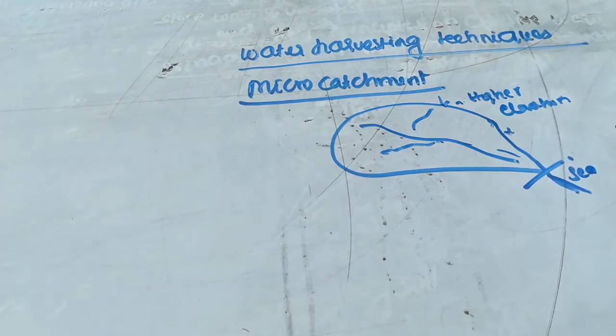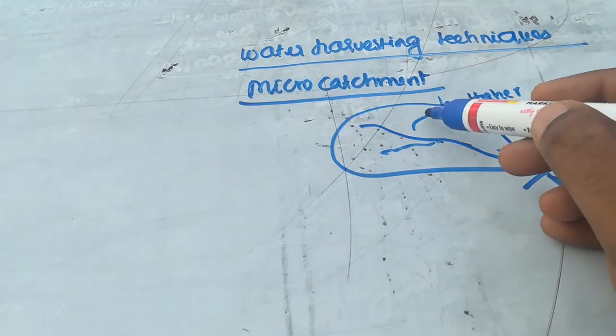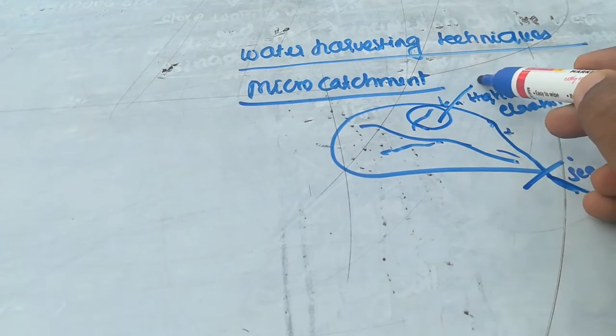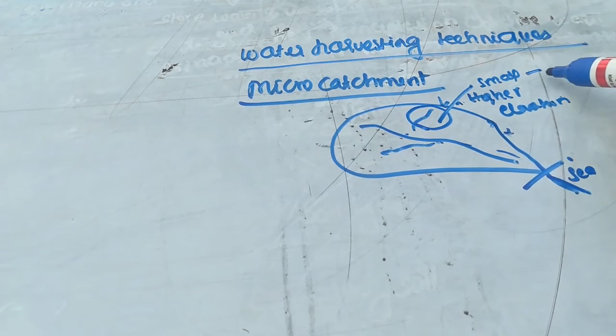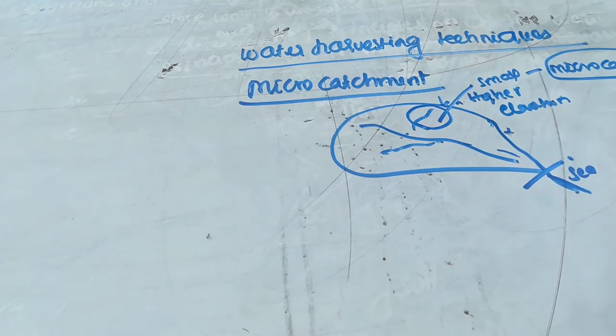So this total catchment we are dividing. This one is a small catchment, and here also small streams are connecting to this one. We can call this small catchment a micro catchment. This one is a micro catchment, and this one is a micro catchment. So this is the catchment and this is the micro catchment. The bigger catchment is converted into small catchments, which are called micro catchments. Okay, so how can we increase water harvesting using techniques in the micro catchments? That is important.